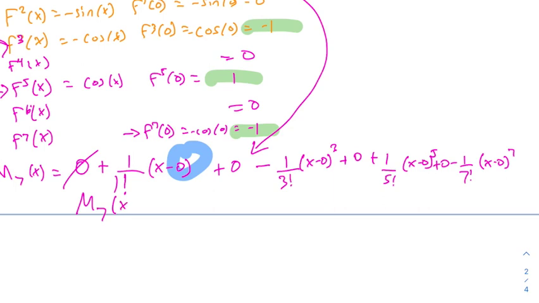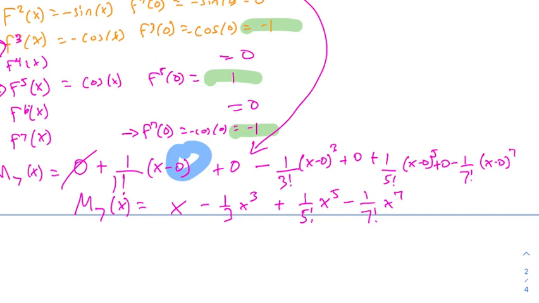So we're going to clean all this up and say 4 terms of a Maclaurin polynomial would be 1 over 1 factorial x, so x, minus 1 over 3 factorial x to the third, plus 1 over 5 factorial. We don't have to evaluate that or simplify that. X to the fifth, x minus 0 to the fifth, minus 1 over 7 factorial, x to the seventh.